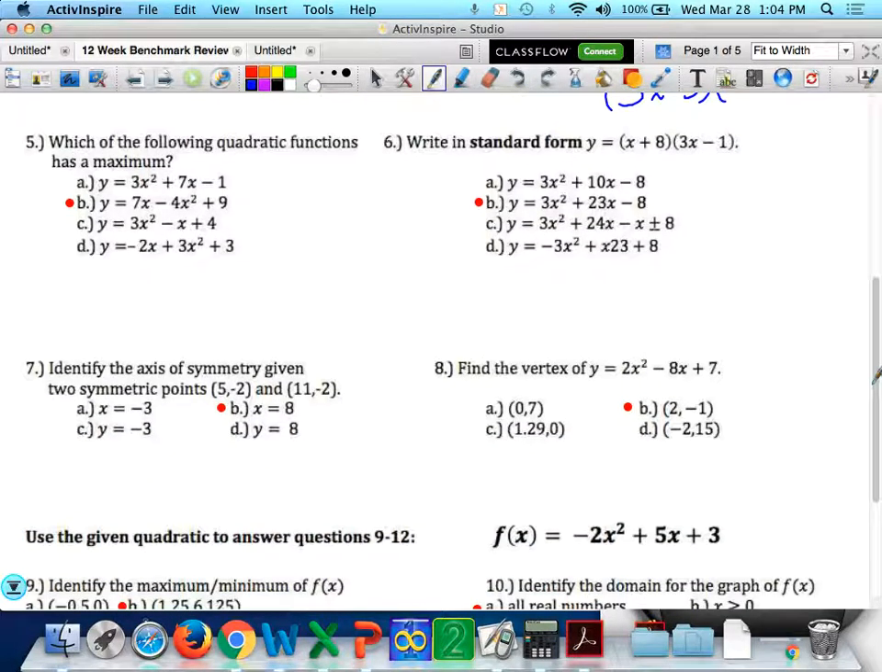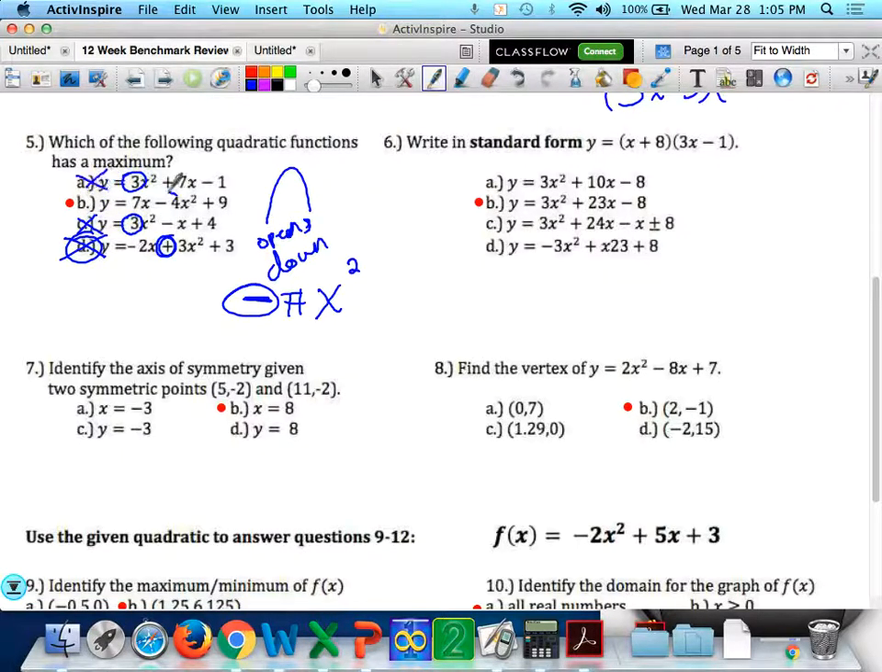Number 5, which of the following quadratic functions has a maximum? Okay? A maximum means that it opens down, which means our quadratic term, whatever number it's got out here, has to be negative. And it specifically has to be the quadratic term. This is an extremely tricky problem because most people look right here at option D and they say, oh yeah, negative out front, there it is. But look at our quadratic term. Our quadratic term is positive. So we're just looking for a negative quadratic term. This one's positive, this one's positive, this one's negative, meaning our answer has to be B.